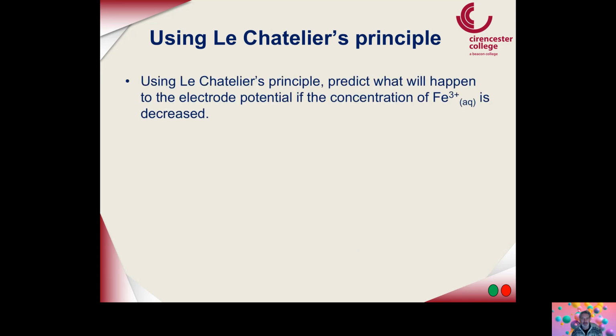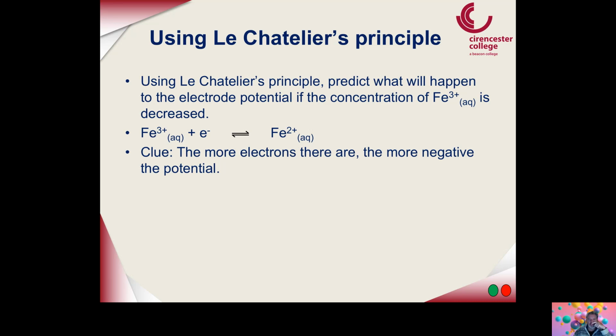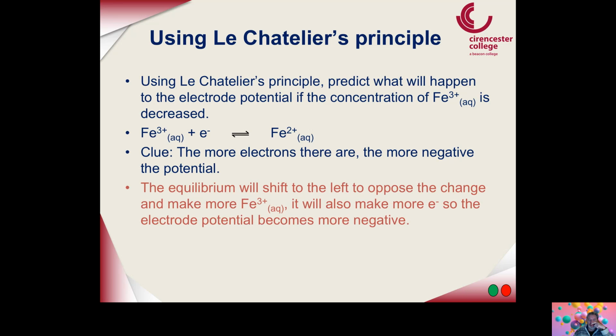So let's have a look at Le Chatelier's principle as well. What will happen to electrode potential if the concentration of Fe3+ is decreased? Okay, so we've got this half cell. We'd expect the ion to go over to become Fe2+. What would Le Chatelier say if we reduce the concentration of Fe3+? The more electrons there are, the more negative the potential. So the equilibrium is going to shift to the left because we need to make more Fe3+, since the concentration of Fe3+ was made lower. So it'll also make more electrons, so the electrode potential becomes more negative.